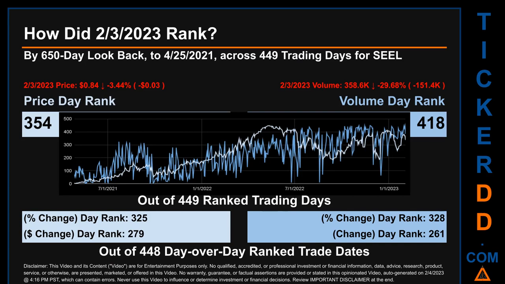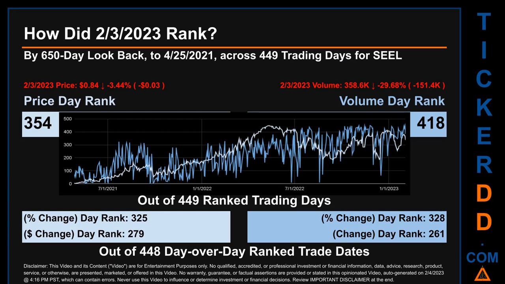How did the 3rd of February 2023 rank for SEEL by calendar day? Look back to April 25, 2021, across 449 trading days, of which the 3rd of February 2023 price ranked 354 while its volume ranked 418. Each of the 449 trading days were ranked amongst themselves by highest end of day price and volume, with a rank of 1 being the highest and 449 being the lowest ranked day.